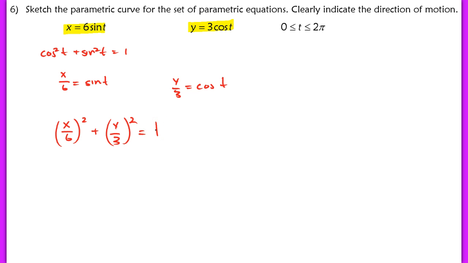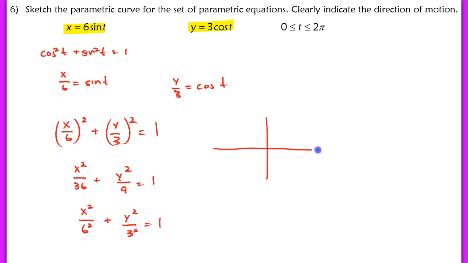And again, we have another ellipse. So we have x squared over 36 plus y squared over 9 equals 1. And again, your a value here is going to be 6, and your b value here is going to be 3. So again, I have an ellipse that's elongated in the x direction here. So I have 1, 2, 3, 4, 5, 6. So here are my vertices, and then my co-vertices are at 0, 3 and 0, negative 3. All right, so there's my ellipse.